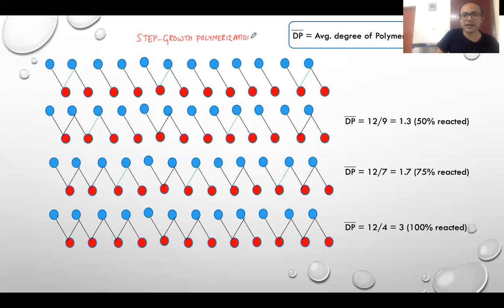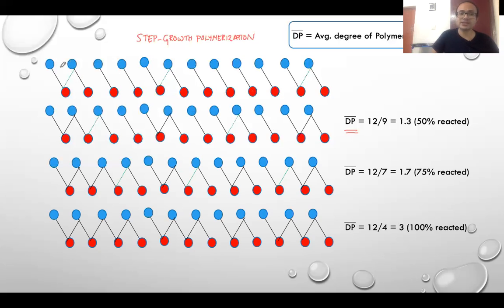Now, what I would like you to do is start with the initial 12 monomer molecules and try to calculate the average degree of polymerization for a chain growth polymer. So what is the difference between step growth and chain growth polymerization? That is what you have to see here. In step growth, it was random.